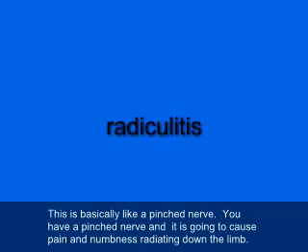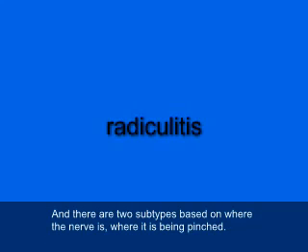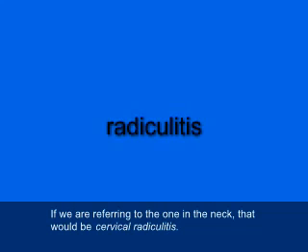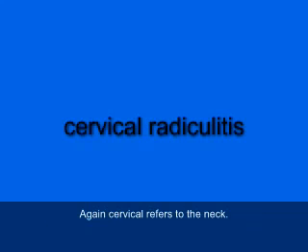And this is basically like a pinched nerve. You have a pinched nerve and it's going to cause pain and numbness radiating down the limb. And there are two subtypes based on where the nerve is, where it's being pinched. If we're referring to one in the neck, that would be cervical radiculitis. Again, cervical refers to the neck, cervical.